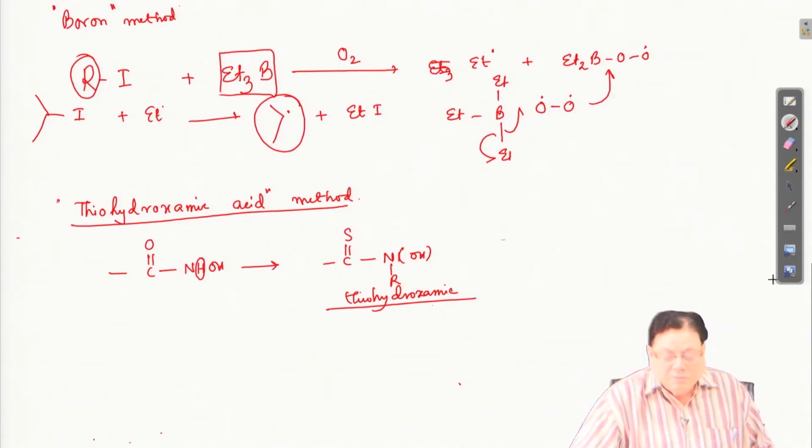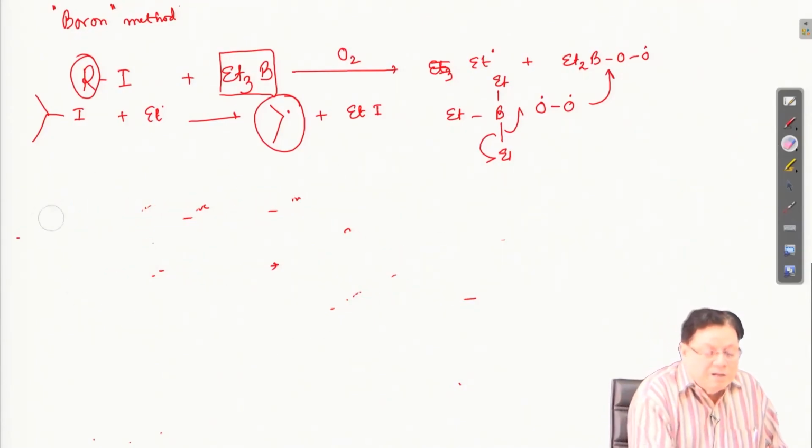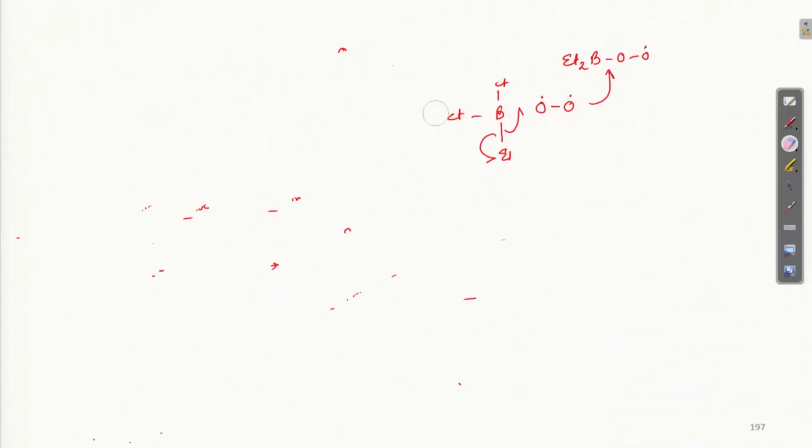So, let us start with the examples. First, how the Mercuration (Markovnikov) method has been utilized to make useful compounds. There are plenty of examples in the literature. I will just show one or two very interesting examples.